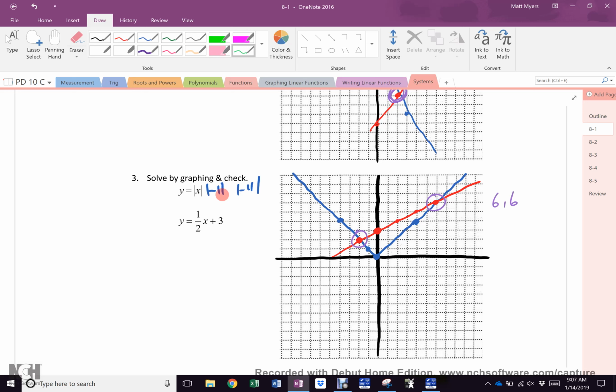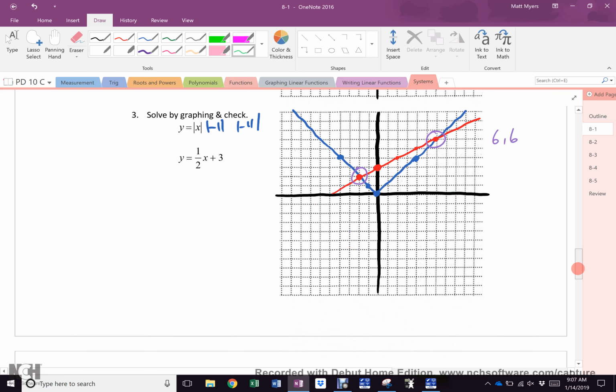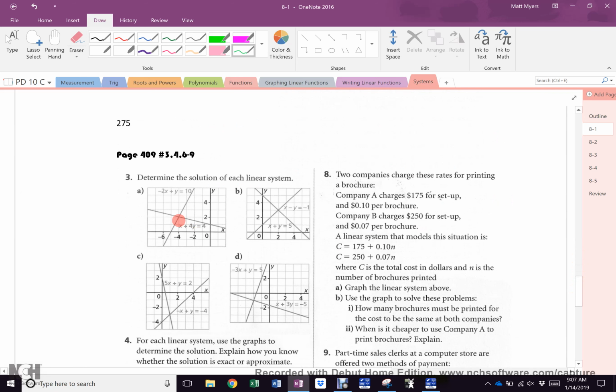If you can graph 2 lines and you recognize that the x and y where they cross is the answer, are we good? Okay. So let's just look at number 3. Where is the solution? What is the solution to number 3? Negative 4, 2. Because that's where they cross. Everybody good?